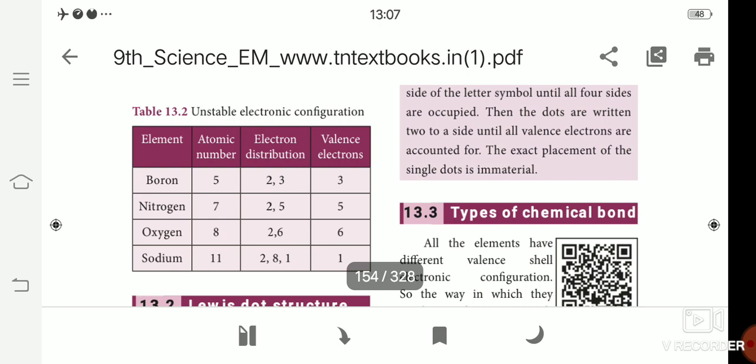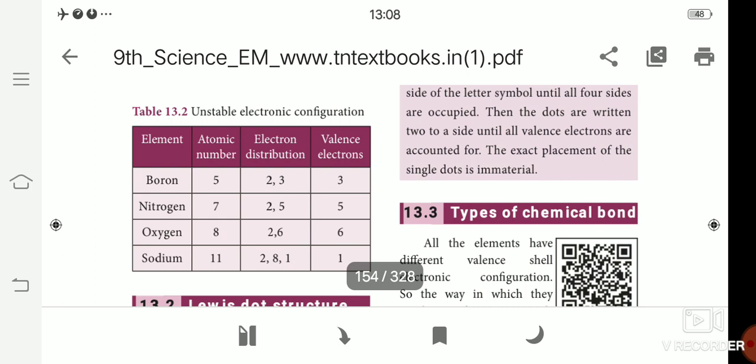Then nitrogen, atomic number 7, has electron distribution 2, 5, so the valence electron is 5. Then oxygen, atomic number 8, has electron distribution 2, 6, and the valence electrons are 6.